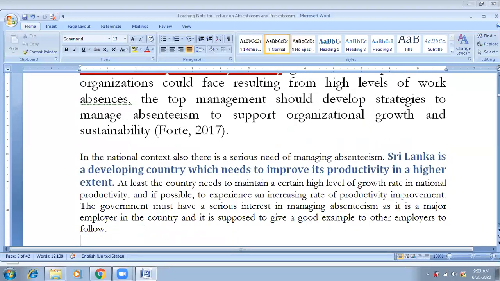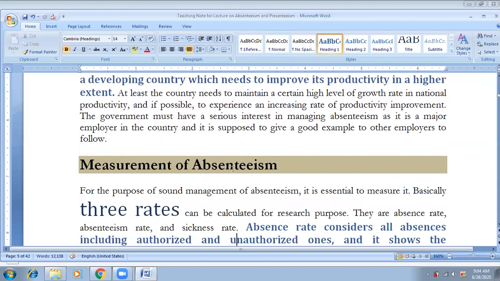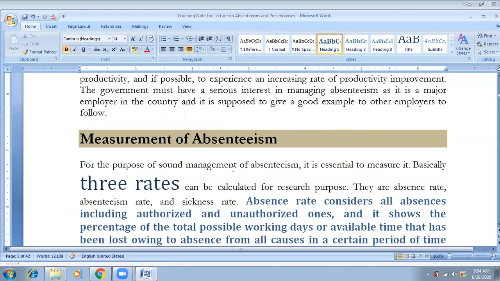So what about the Sri Lankan situation? In the public sector, I know that this is a serious problem. Of course, Sri Lanka is a developing country that badly needs to improve its productivity to a higher extent. When Sri Lanka wants to improve its productivity seriously, if it is facing absenteeism, that is a big problem. So therefore, it is important to take measures to reduce and minimize absenteeism to the extent possible.